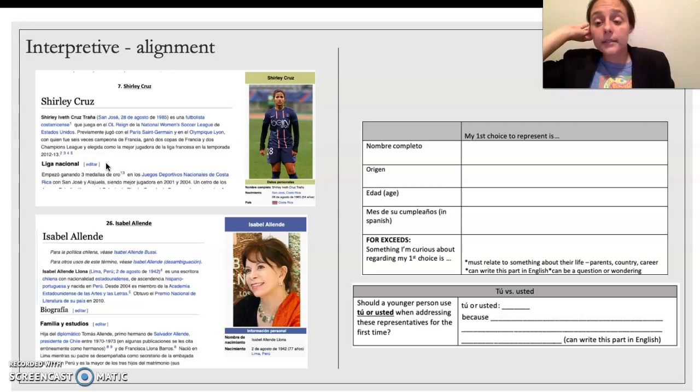They'll also do this for their second choice option, and then at the end of the interpretive task, they are going to be filling out this tú versus usted. So it says, should a young person use tú or usted when addressing these representatives for the first time? All students will have the same one, and the answer should be usted, because they are in a formal setting, and because they are much younger than these representatives, they should be using usted.